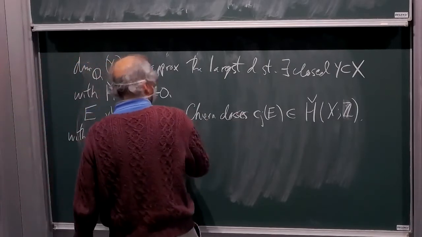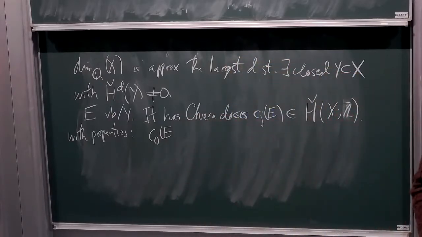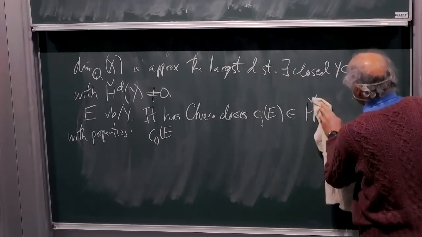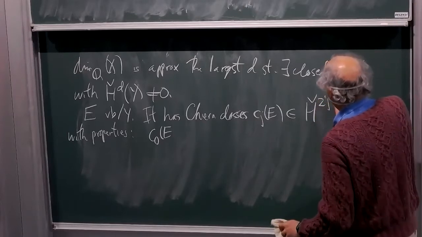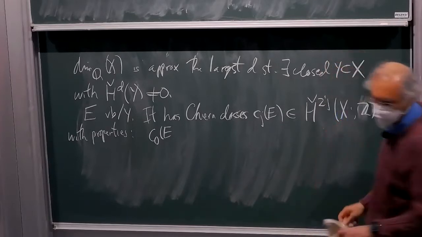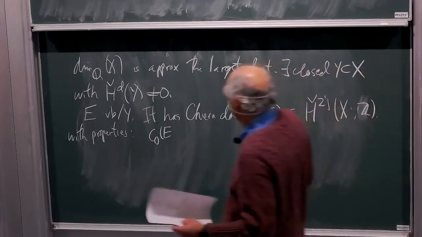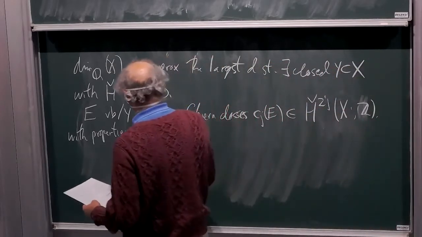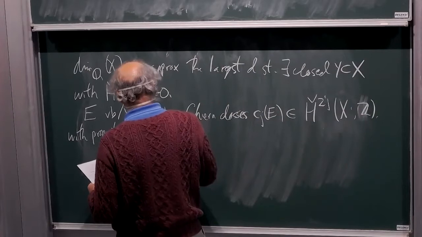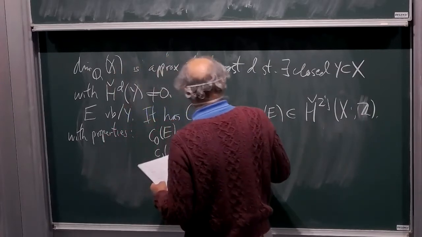C0 of E, and I forgot, made one mistake here. I forgot the index, and it should be 2J there because we're looking at complex bundles. It's only even cohomology that's related. Z, sorry. C0 of E is 1. Cj of E is 0 if J is bigger than the rank of E.